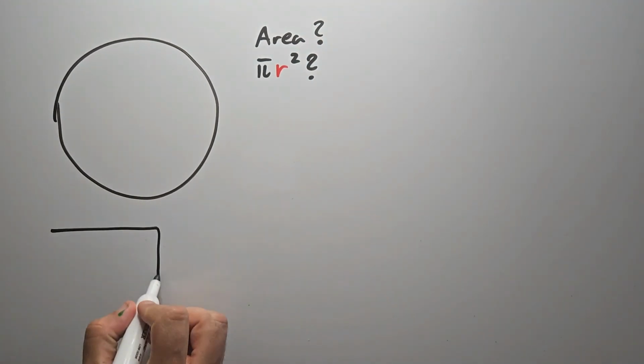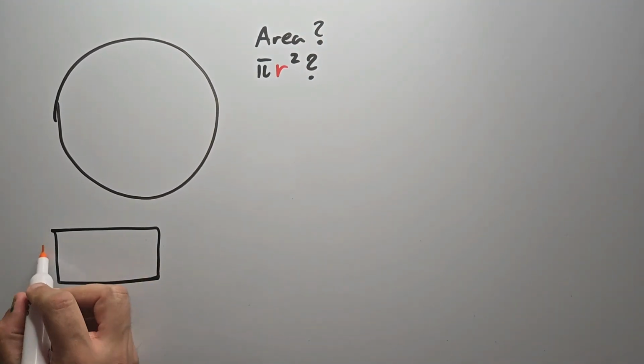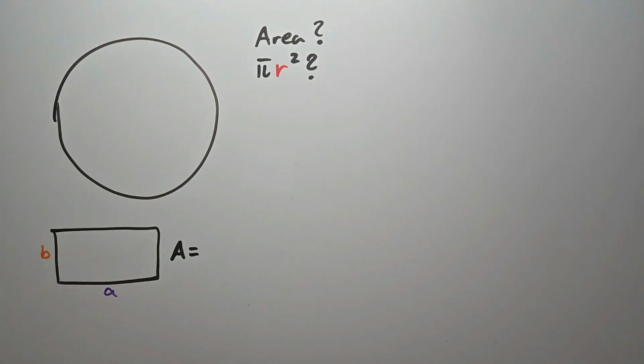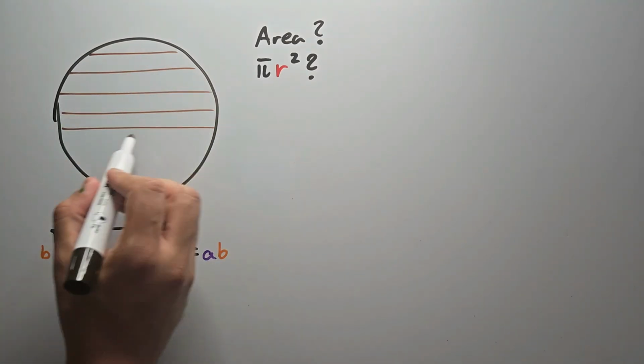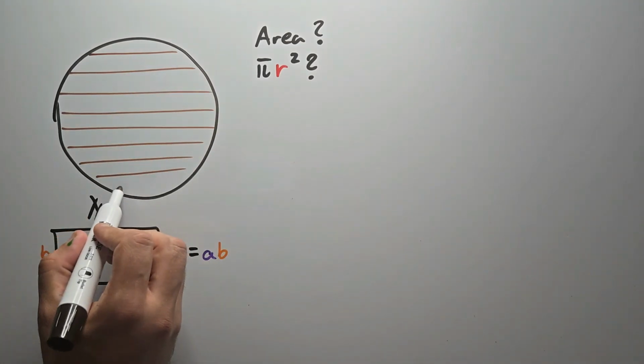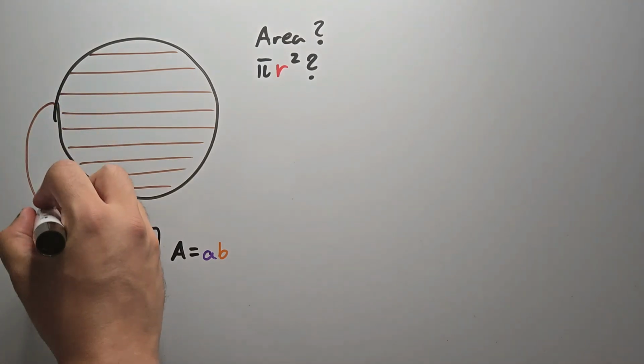The area of a circle isn't quite as simple as the area of a rectangle, which is just the base times the height, and there's no easy way to compare them. But something we could do is make a lot of parallel cuts in our circle, and compare the area of each segment to the area of a rectangle.